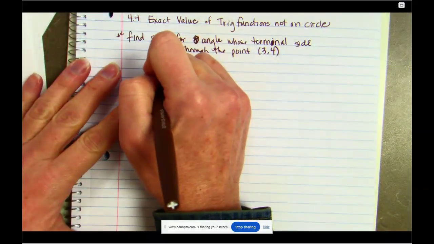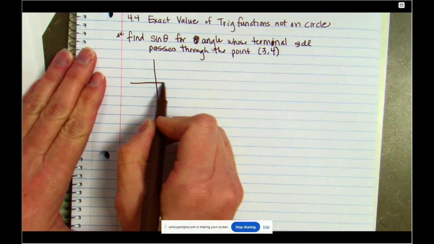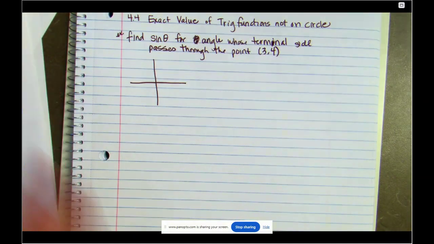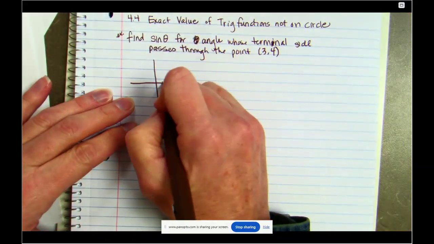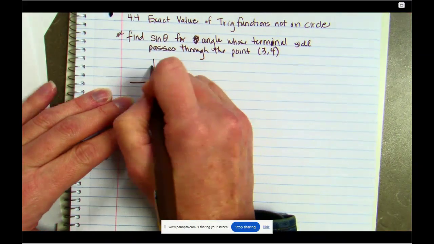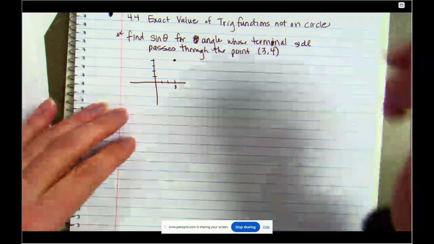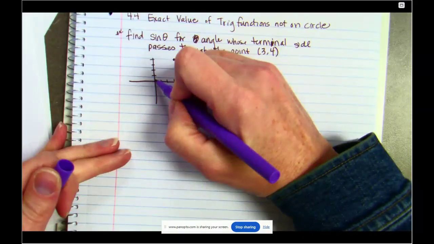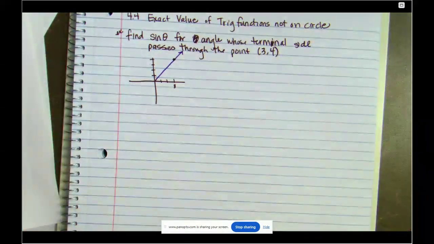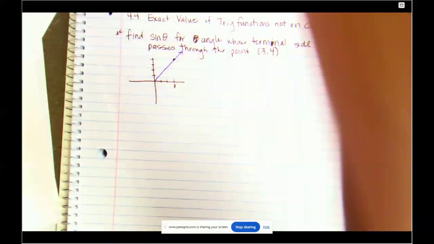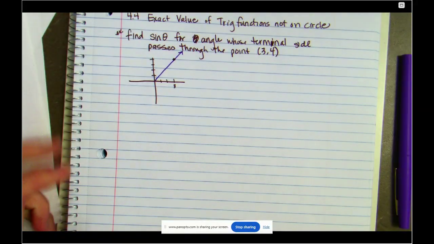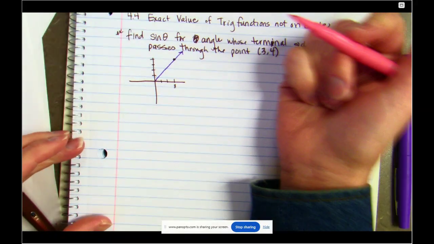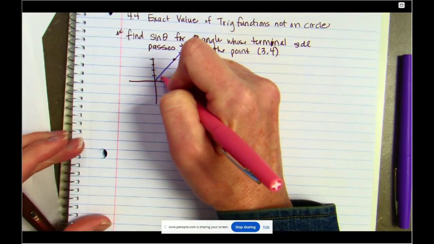So if you were to make a picture of this, we're now talking about the coordinate point 3,4. There's no 4s on our big circle. So this is something that's not on the circle, but we're finding the exact value. If I were to draw this, the point 3,4 would be up here. So what we're looking at is we would like the sine of this angle.